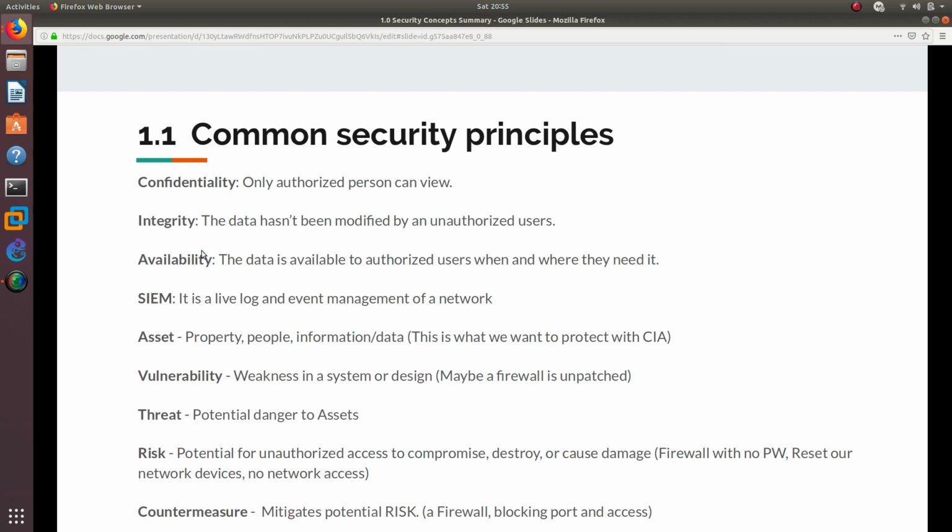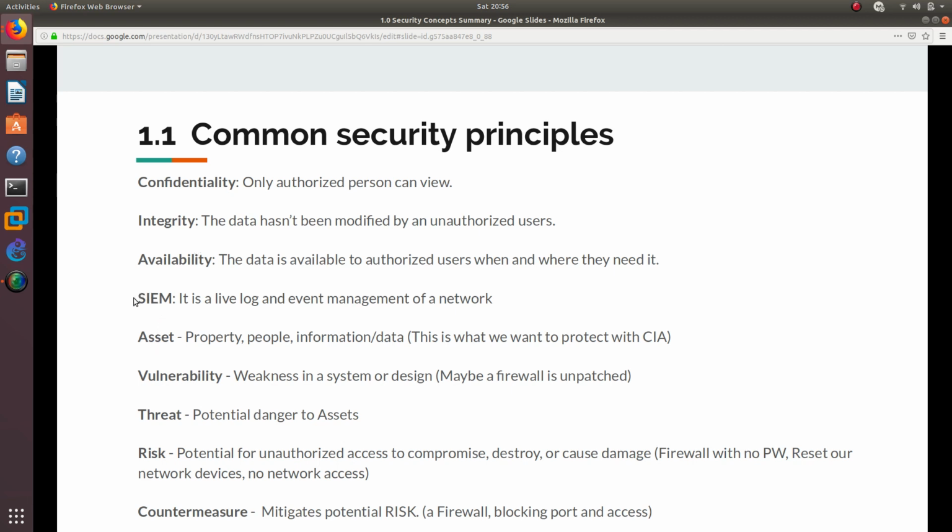We have availability, which is when the data is available to authorized users whenever and wherever they need it. You can have availability by having two ways out of your network. If you have Comcast and Verizon, you can have those two ways to get to the internet. If Comcast goes down, you can just use Verizon, and you're always going to have availability.